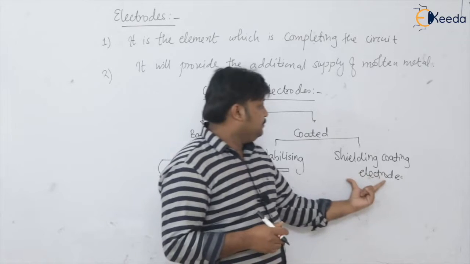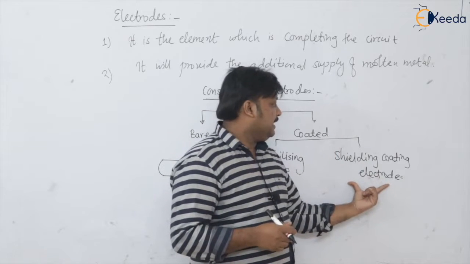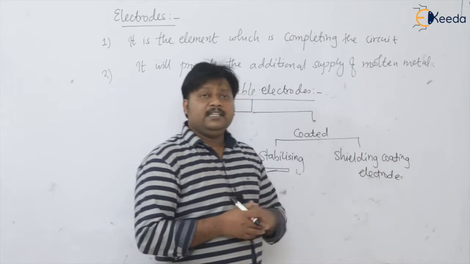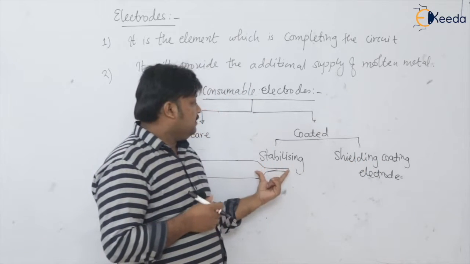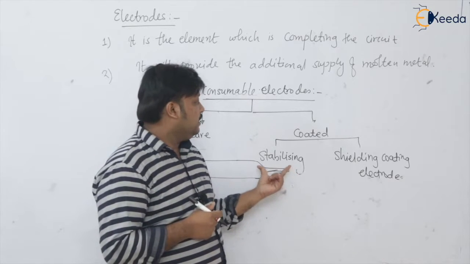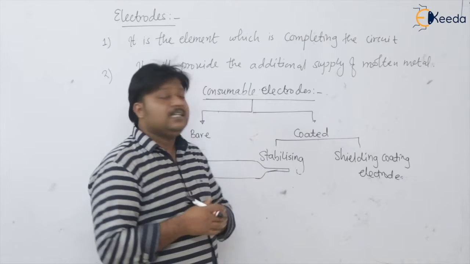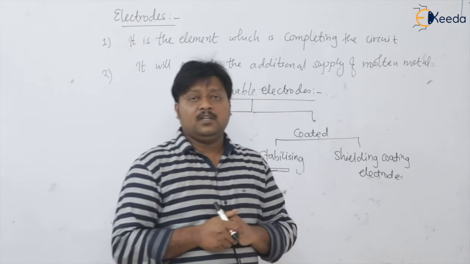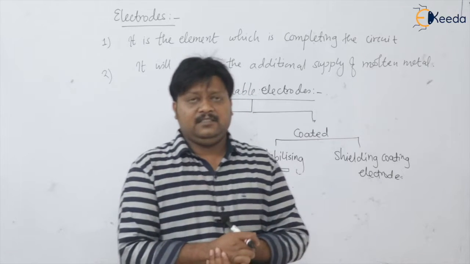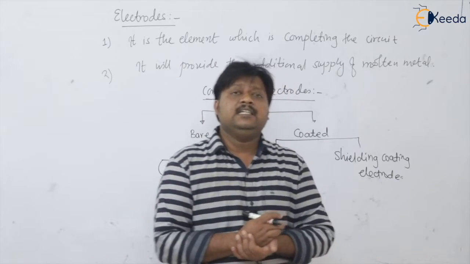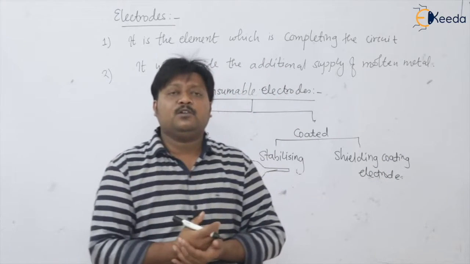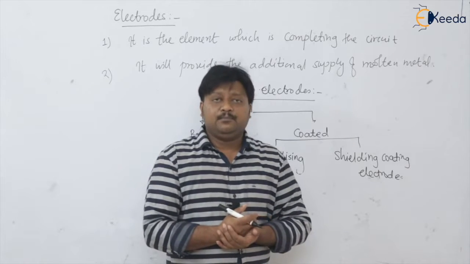So these kinds of coated electrodes are categorized into the shielded electrodes or shielding coating electrodes, and a very thin layer of coating on the electrode are classified as stabilizing electrodes. Okay, so what are the advantages that we are going to get by the provision of the flux coating onto the electrode? Of course we are talking about the coated type electrodes.